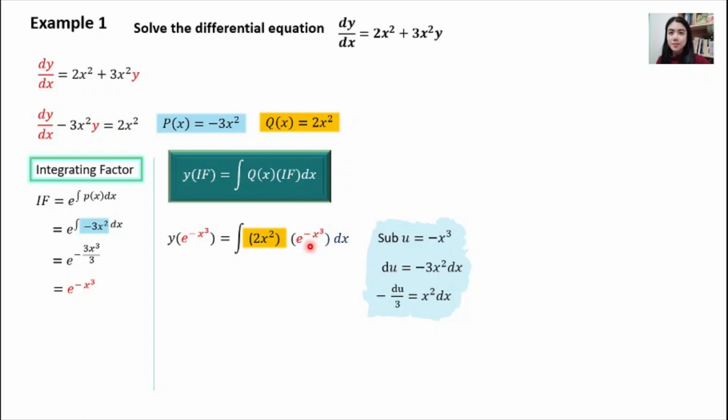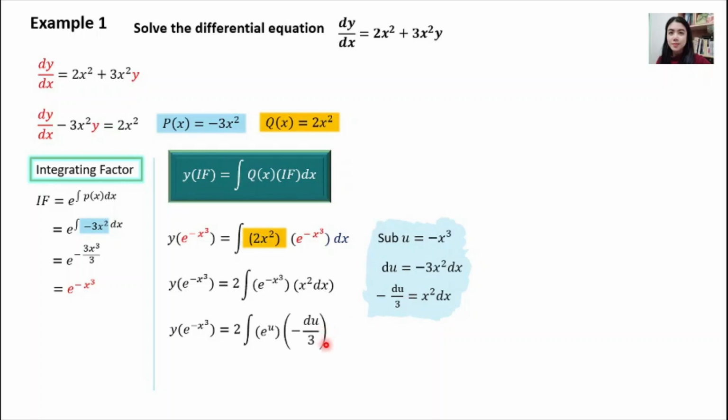Rewrite this so that you can do the substitution easily later. Factor out the number 2, and then write the exponent first. Write the integration with the exponent, and then group the x squared with the dx. Now let's do the substitution. The e to the power of negative x cubed, you can substitute the negative x cubed with u. So you have e to the u. And x squared dx, you can substitute with negative du over 3.